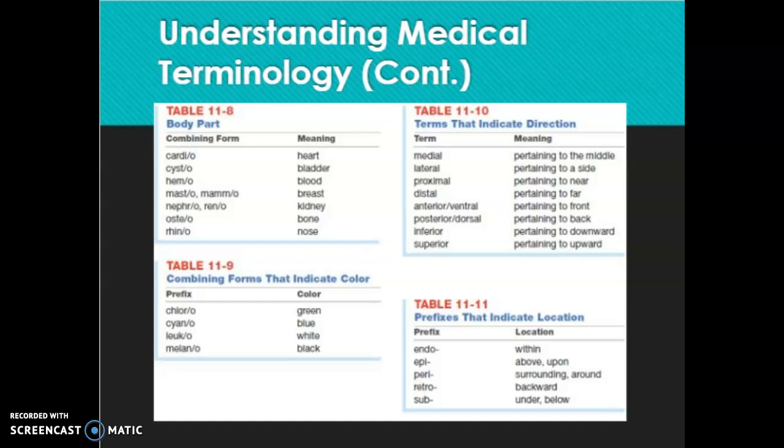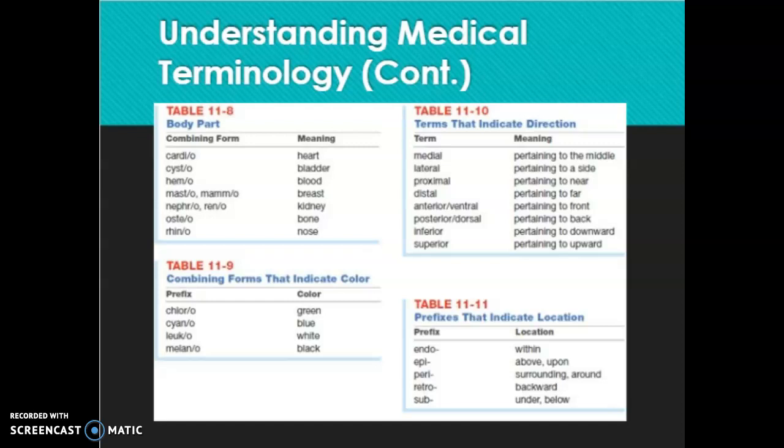Anterior is the front of the body, and another term for that is ventral. And posterior or dorsal, like a shark's dorsal fin, pertain to the back. Inferior means downward, so I could have a gash on my ankle, and that would be inferior to my calf. And superior, I could have a gash on my knee, and that would be superior to my calf. And so those terms are used for a location.